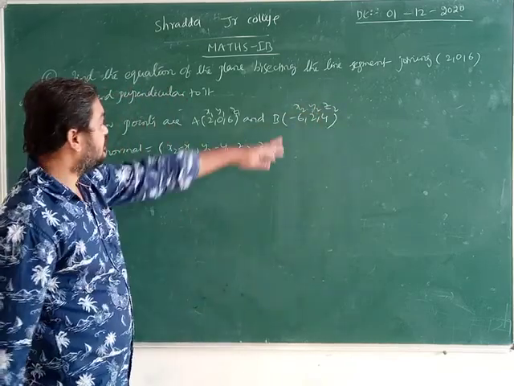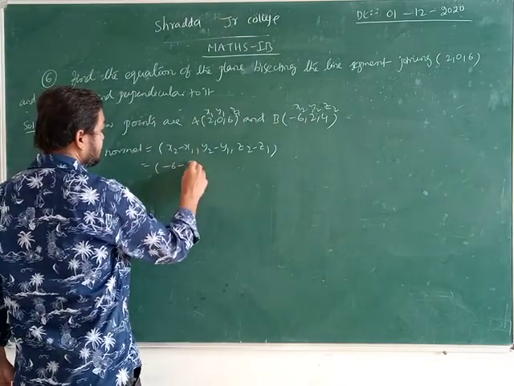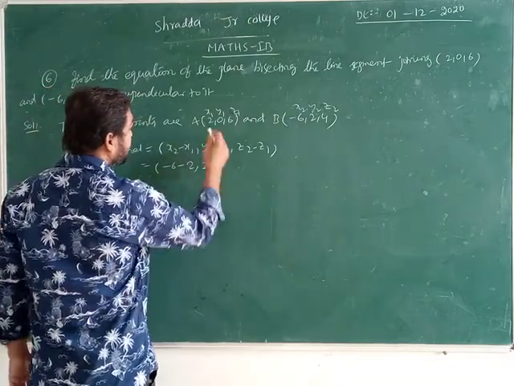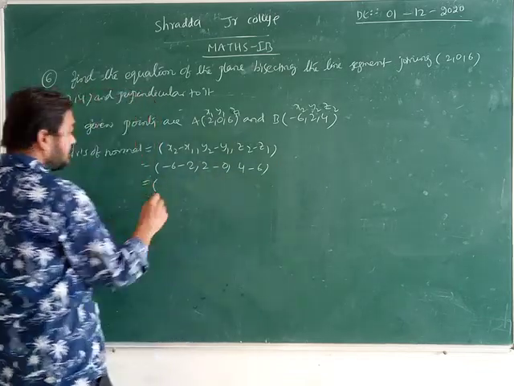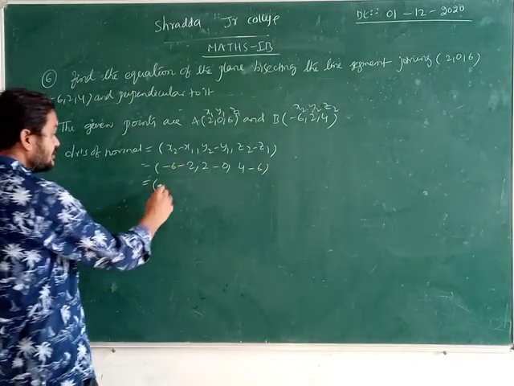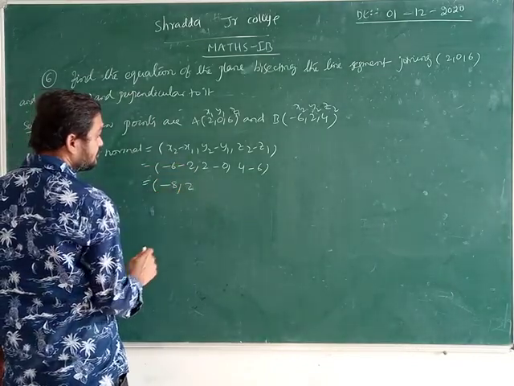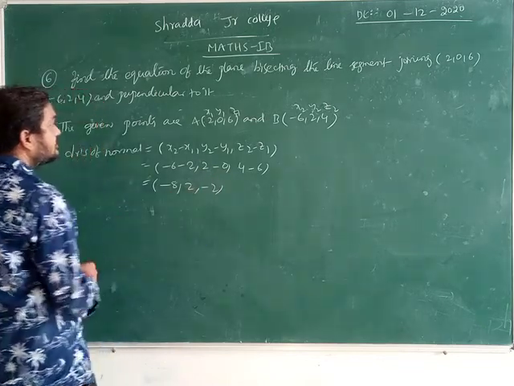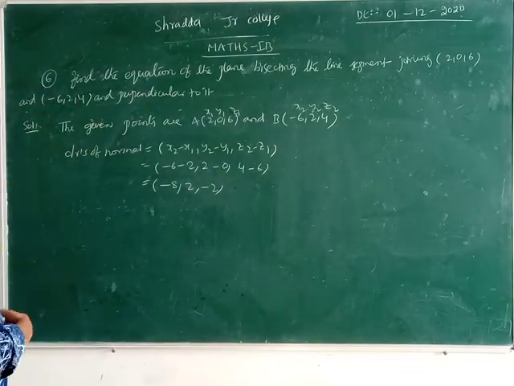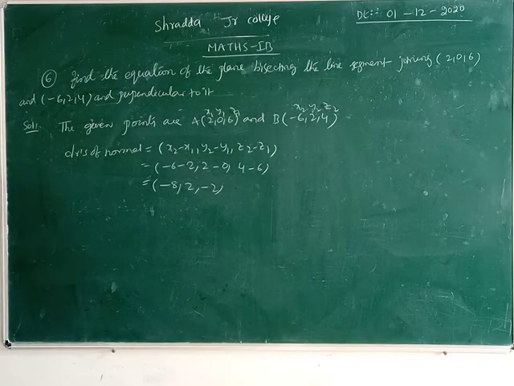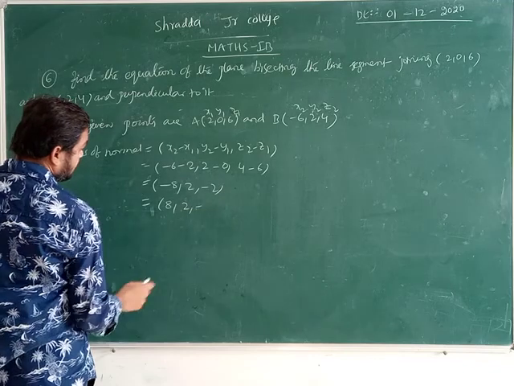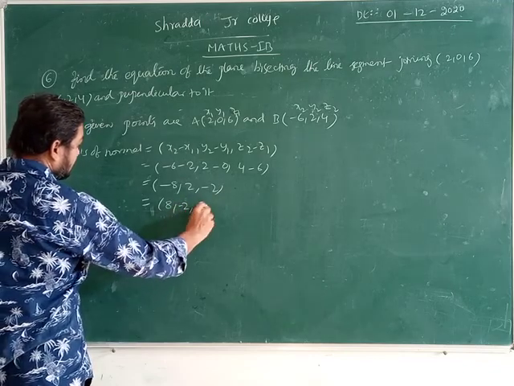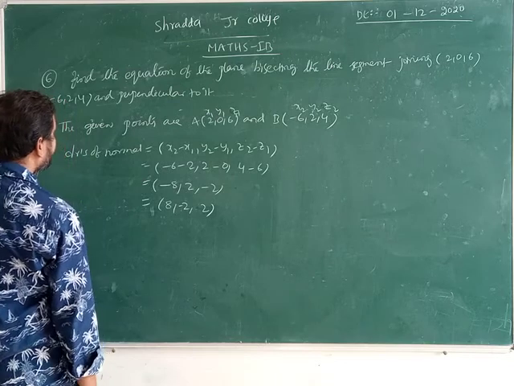Here what is x2? That is minus 6, minus x1, 2. What is y2? 2, minus y1, 0. What is z2? 4, minus z1, 6. Now here minus 6 minus 2, how much is that? Minus 8. 2 minus 0 is 2. 4 minus 6 is minus 2. So these are the direction ratios of the normal. Now multiplying by minus, we get 8, minus 2, 2.